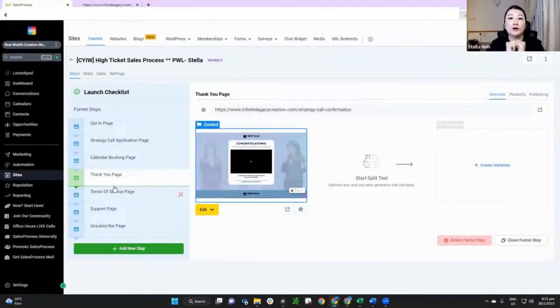So that's all 1, 2, 3, 4 pages. Opt-in, strategy, application, calendar, and a thank you page. You always want to congratulate them for making it. The thank you page is for you to acknowledge. It's not the actual script.